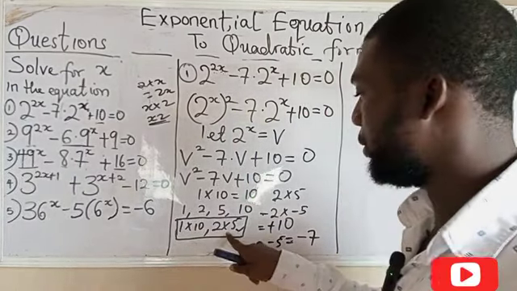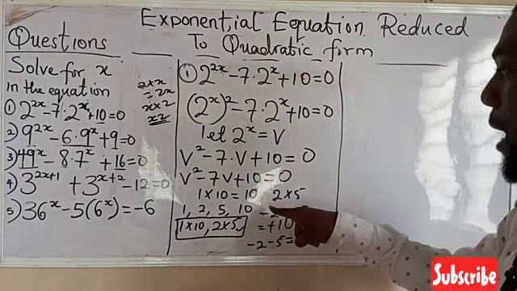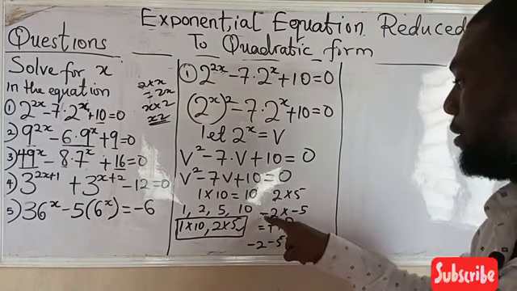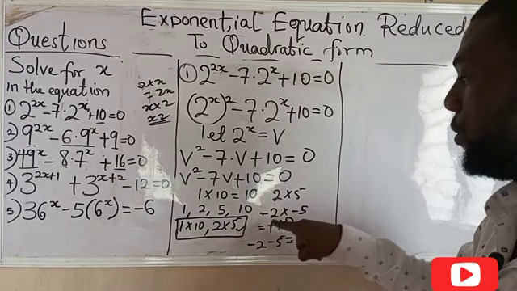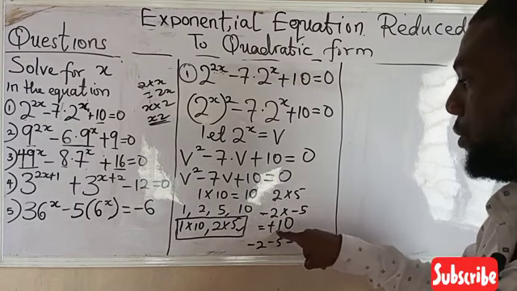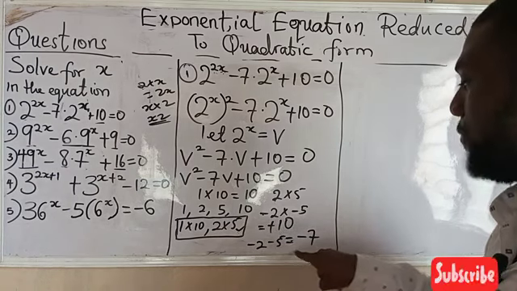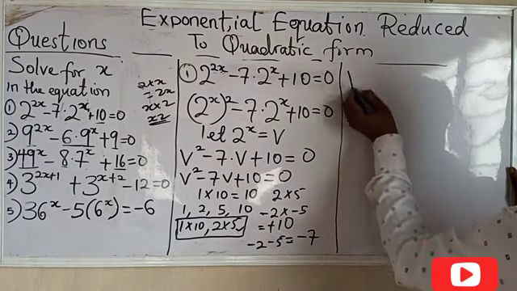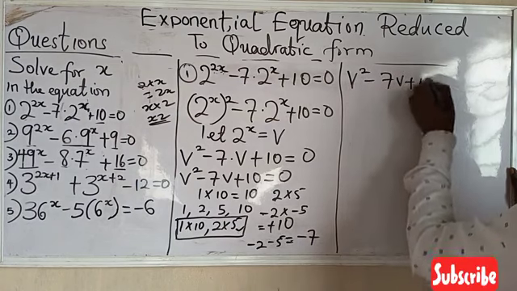So that's why I'm choosing this. That's why I chose 2 times 5 here. In my analysis, I know that the only way for me to get my negative 7 is if I put two negative signs on this figure, so that minus 2 times minus 5 will give me plus 10, because I know minus times minus is plus, and minus 2 minus 5 equals minus 7. So from here I'll write v squared minus 7v plus 10 equals 0.